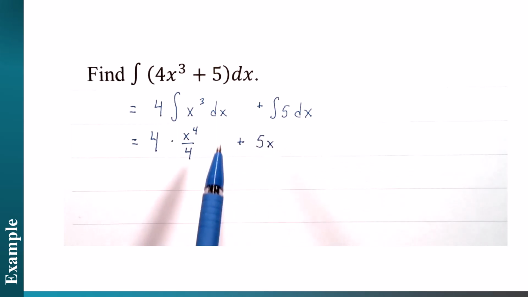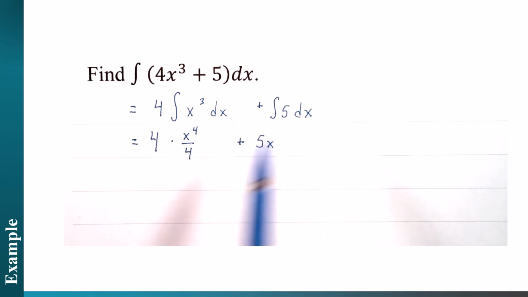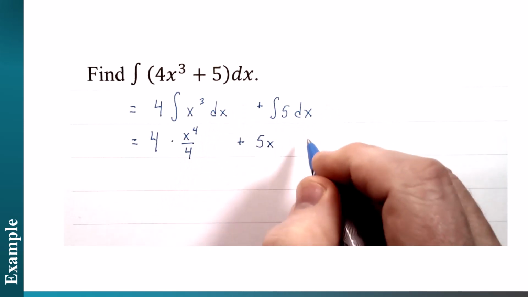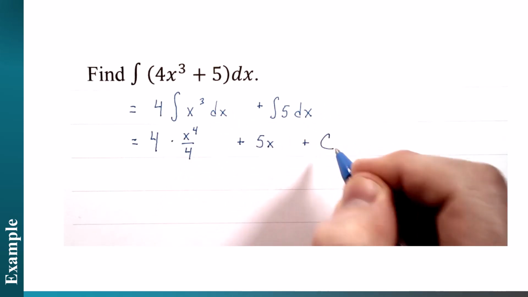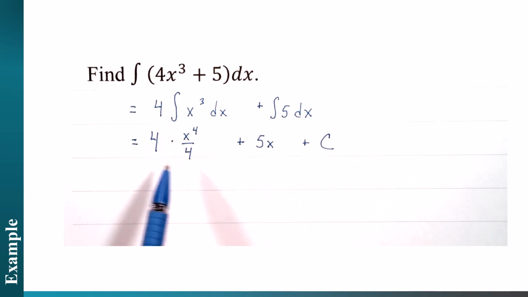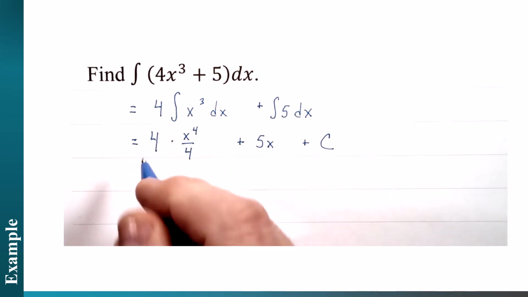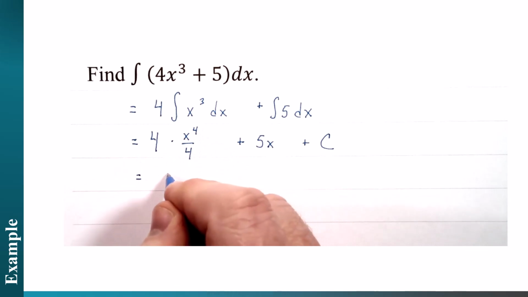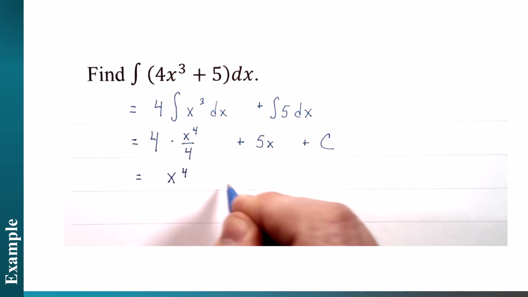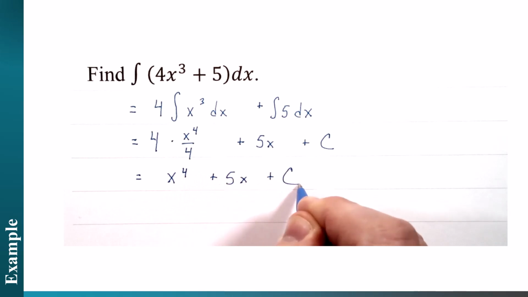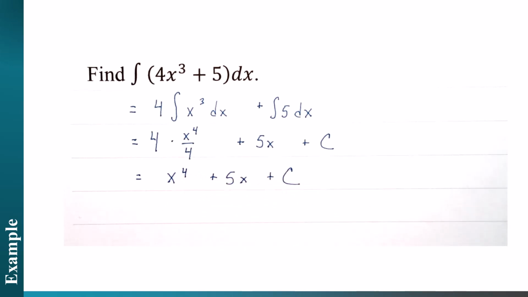And so instead of adding a plus c onto each one of these things, I'm just going to combine those into 1 plus c out here. Now I see I can do a little bit of simplification. I've got a 4 times x to the 4th over 4. So I can rewrite that as just x to the 4th plus 5 times x plus c, and that's my indefinite integral, or if I want to call it the general antiderivative, that's what I've got.